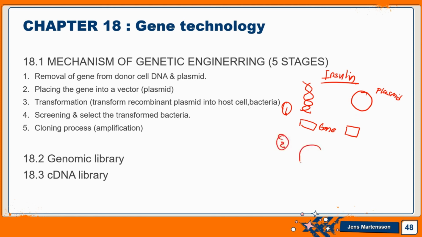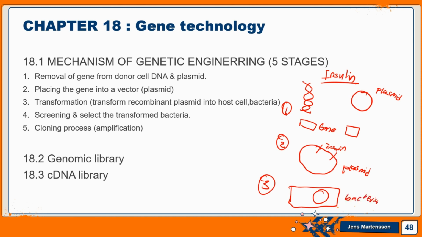Then the second step is you insert the cut insulin gene into the plasmid. This is the insulin, and this is the plasmid. This plasmid already has the insulin gene, and then you combine, you diffuse the plasmid into the bacterial cell, because plasmid is one of the components of the bacterial cell. Finally you clone it there. That's all in SPM. SPM just learns like this only.